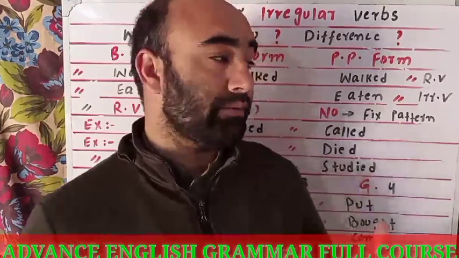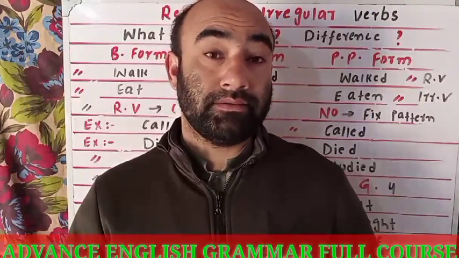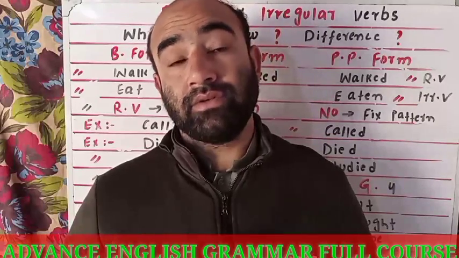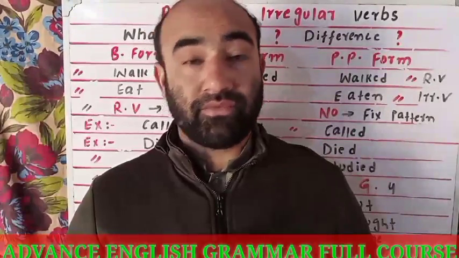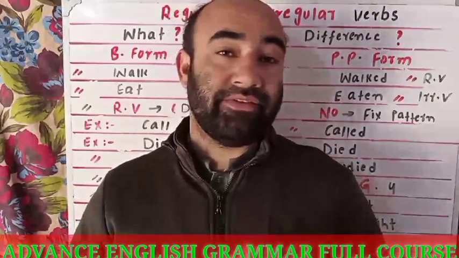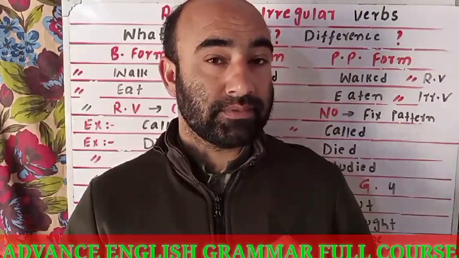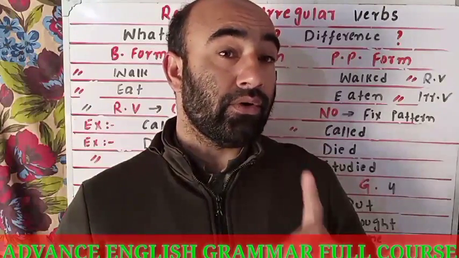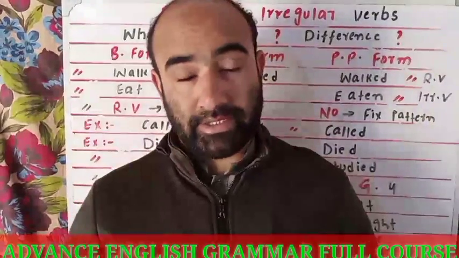Now we are going to come to our main topic. Today we are going to talk about the regular and irregular verbs. What are regular and irregular verbs? How are they formed? And what is the difference between these two? This is the last video about this part of speech. After completing this video, we will talk about the fourth part of speech, and that will be the adjective.